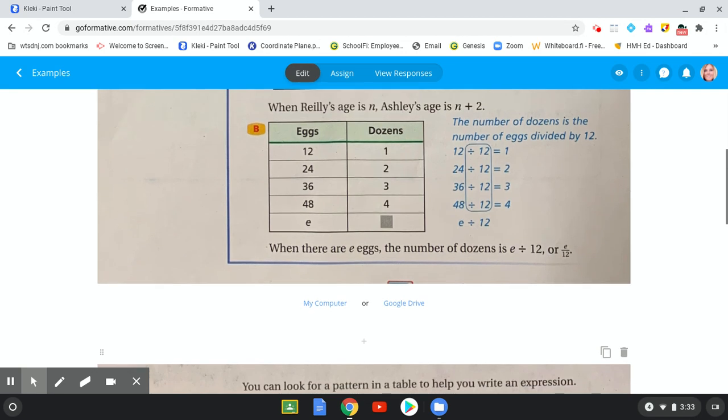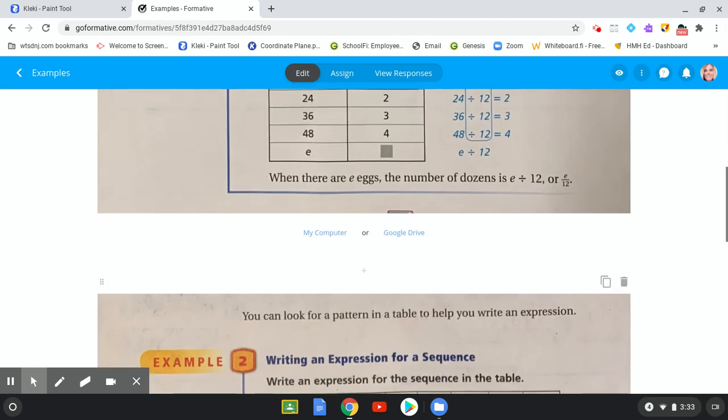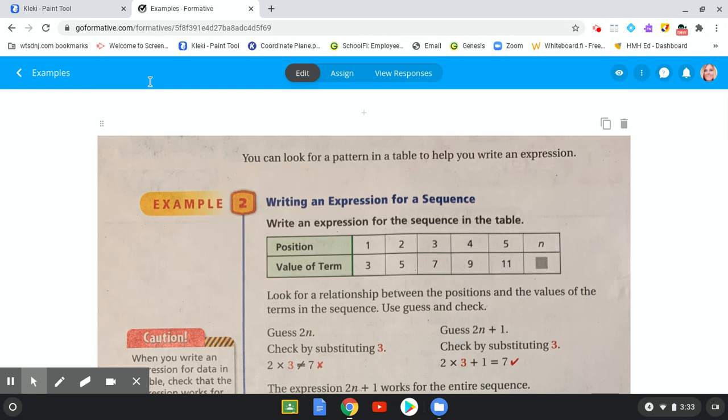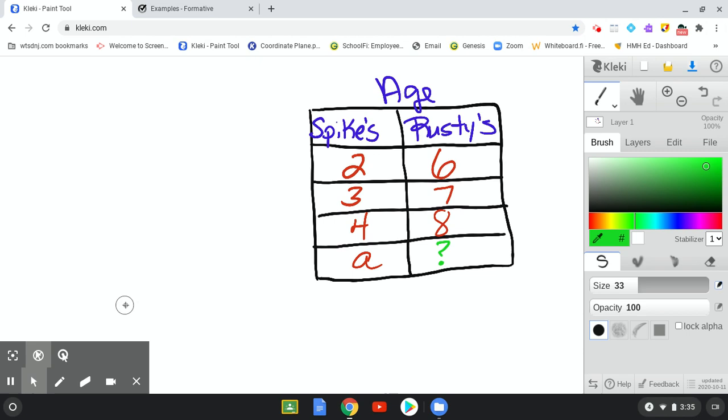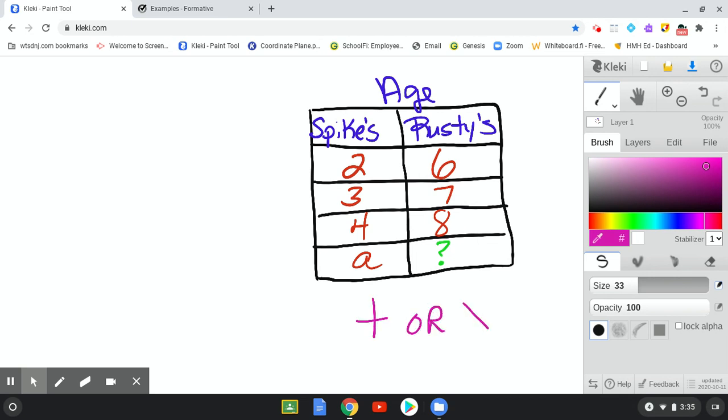Okay? So we're going to go through a couple more examples and we're going to work these out together. Okay, so in this example, we are going to be comparing Spike's age and Rusty's age. So I notice I'm going from a 2 to a 6. So I'm going from a smaller number to a larger number. Whenever I go from a smaller number to a larger number, I'm going to try either addition or multiplication. All right, I always start with addition first.